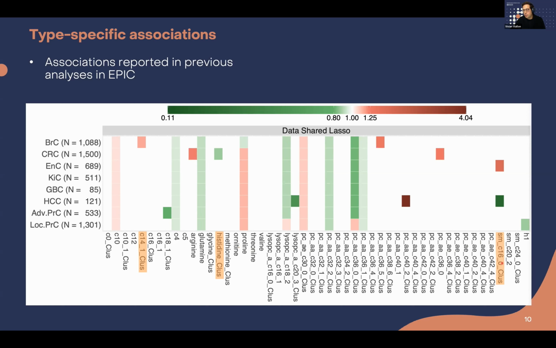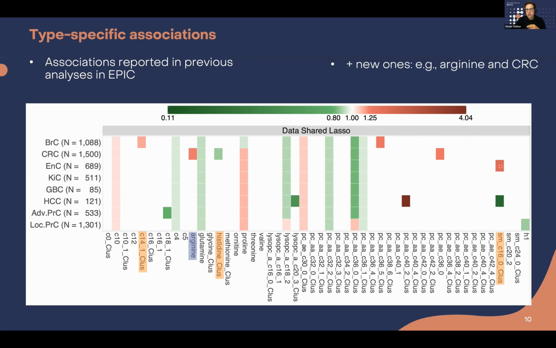Similarly, this inverse association between histidine and colorectal cancer risk was reported in the colorectal cancer study in EPIC. And for these sphingomyelins, we identified an inverse association with hepatocellular carcinoma and a positive association with endometrial cancer, again consistent with the cancer-type-specific studies in EPIC.